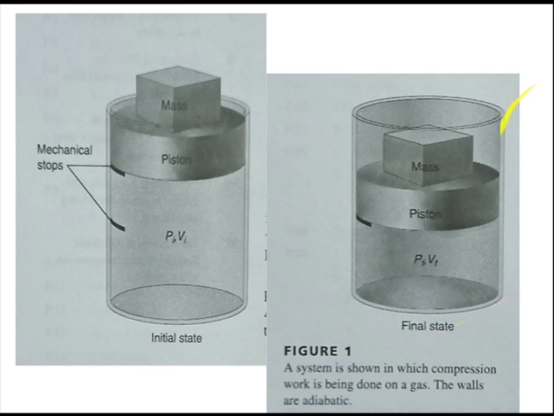This diagram shows the compression, and the system is shown in which compression work is being done on the gas, and the walls of the containers are adiabatic. That means the heat is constant. There is no transfer of heat.